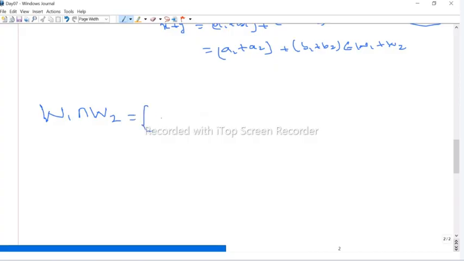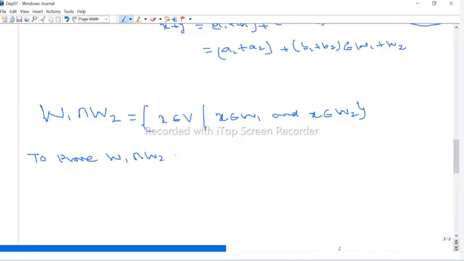We know the definition: the collection of all elements in the vector space V such that x belongs to both W1 and W2, because x is in the intersection. We are collecting the elements which are in both W1 and W2. Now we have to show that this W1 intersection W2 is a subspace. Okay, easy to prove. So to prove the intersection W1 intersection W2 is a subspace.